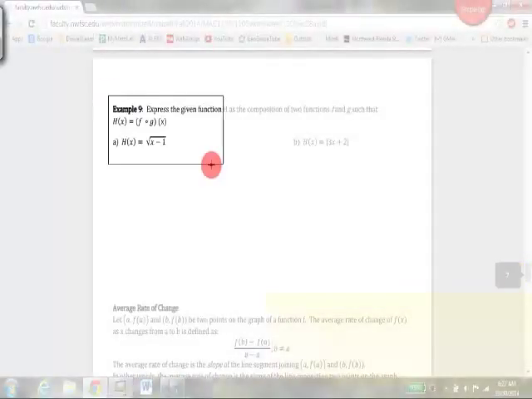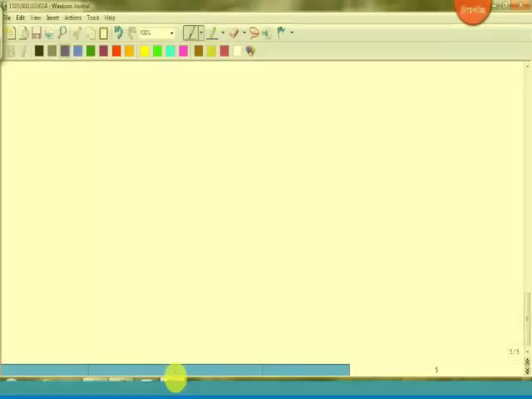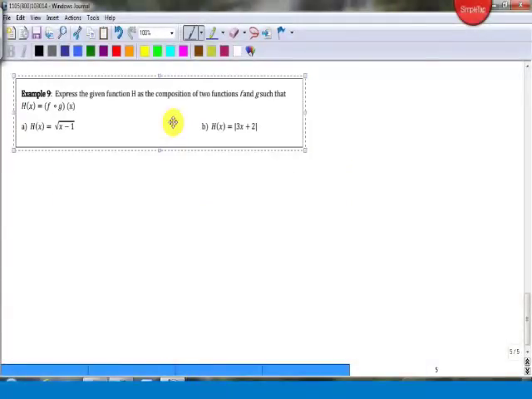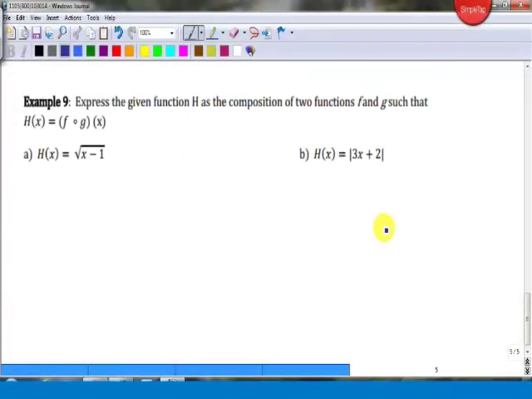So that's the domain. Let's see, decomposition. Let's look at example 9. Example 9, I think Alex does give you one problem like this. Express the given function h as the composition of two functions f and g such that h of x equals f composed with g of x.